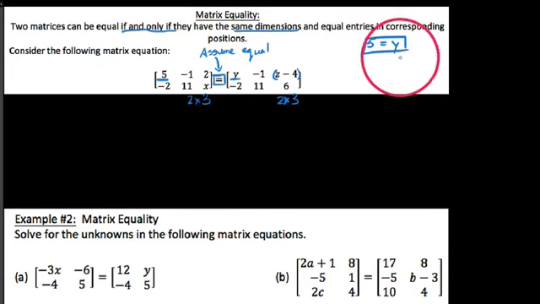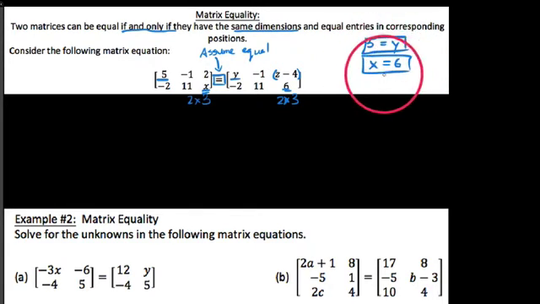And I'm actually going to put a box around this and say, well, then I've already discovered the value of y. How about x? Well, I notice that x here is in the second row, third column. So this x here must be equal to the second row, third column entry over here, which means that x has to be equal to 6. And then I've already got the value of x.